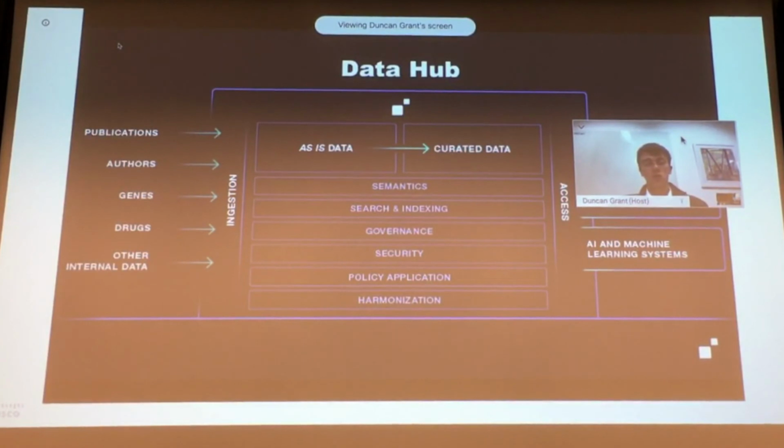So the demo I showed is powered by the Data Hub, which is a data platform for ingesting any kind of data, structured data and unstructured data. You can load in PDFs, XML documents, database dumps, whatever it is. And then within the Data Hub itself, you can begin the process of data curation. You can use semantics. You have excellent search and indexing by default.